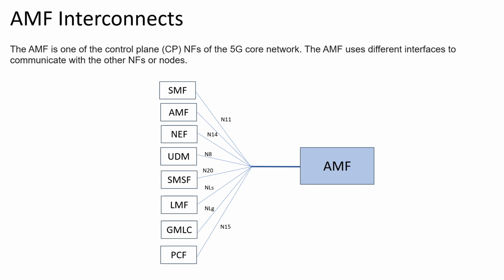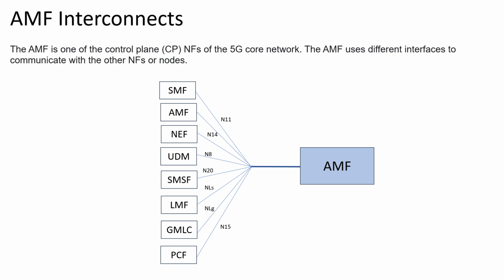Next is the PCF. PCF is a policy function, right? So AMF talks to PCF to get the AM policy information, the access management policy information, whether the subscriber, as a provisioning policy, is allowed to access the network or not, right? So it gets the mobility related policies from the PCF for that particular subscriber.